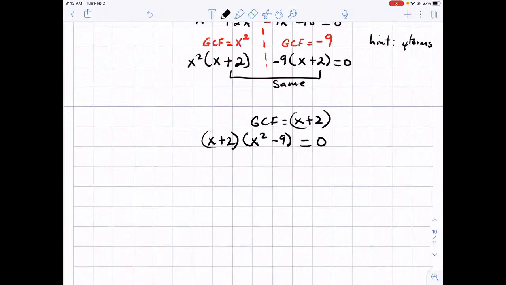And now please note, we have 2 factors, but notice that this factor can be factored. It's difference of squares.